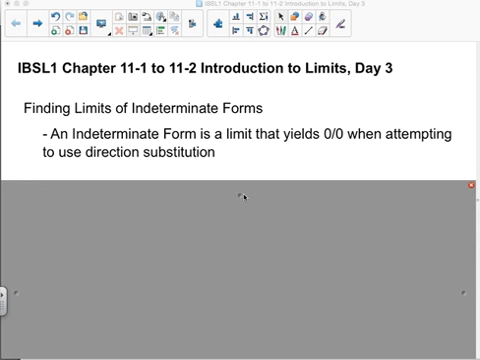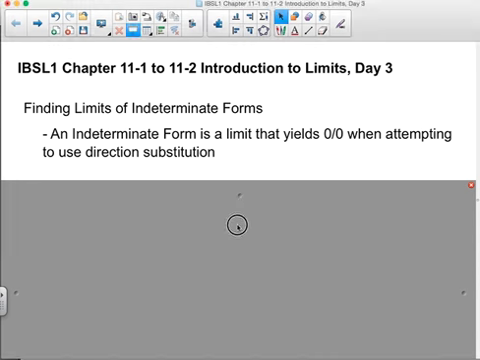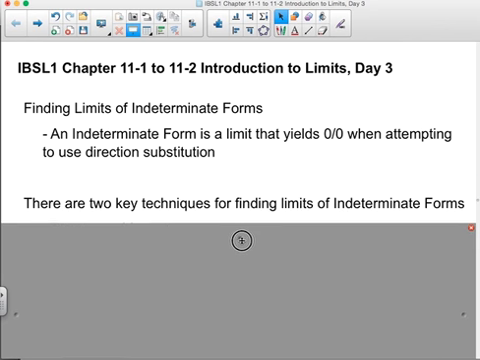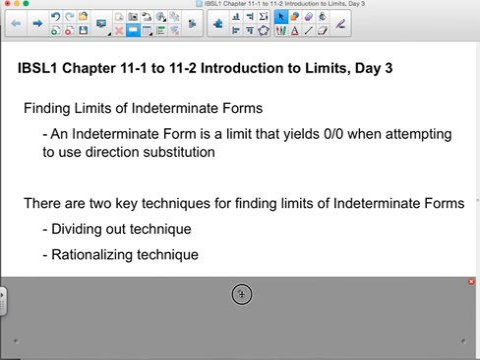All right. So the two methods we're going to look at today are the dividing out technique and also the rationalizing technique, particularly when we have radicals involved in the function. But let's take a look at both of these.